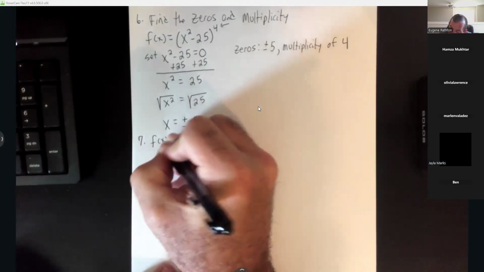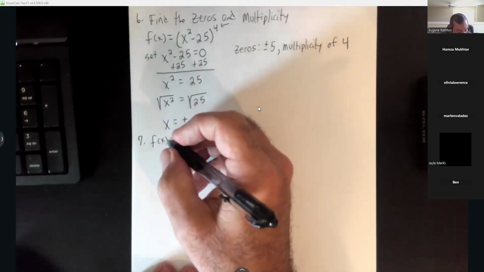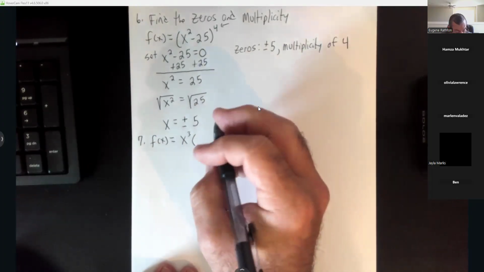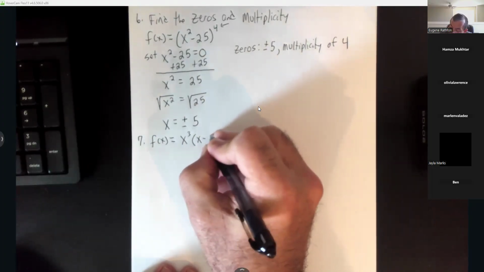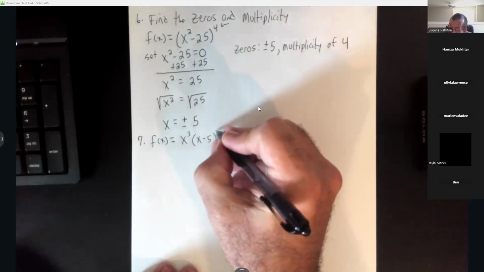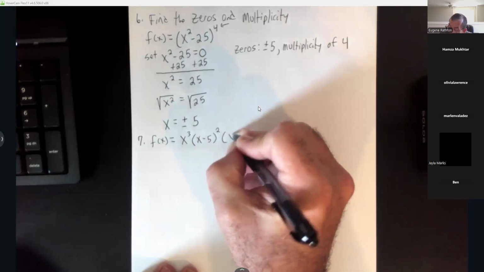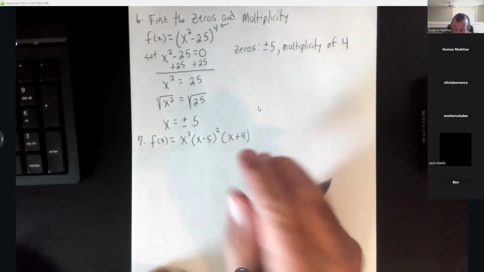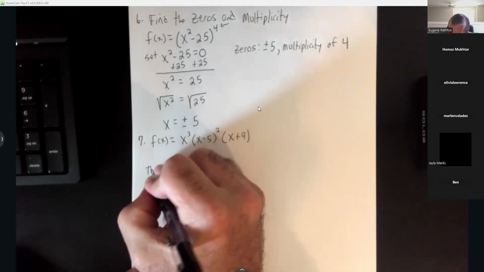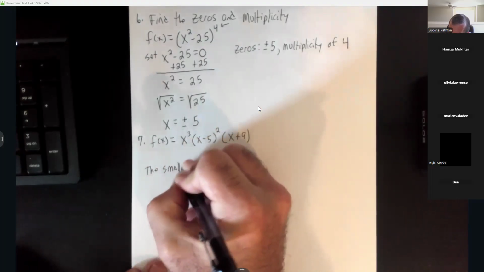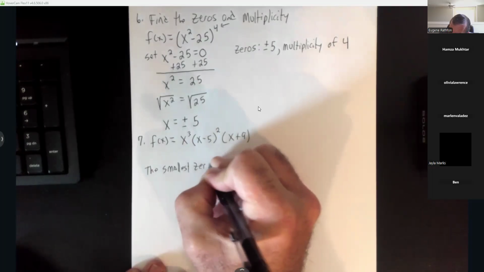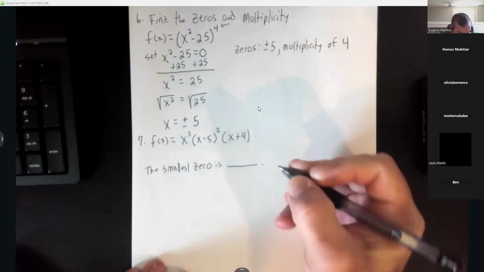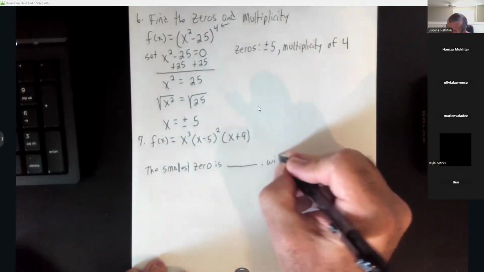All right, y'all, this one has f of x equals x cubed times (x minus 5) squared times (x plus 9). Now, when we do this one, the answer blank says the smallest zero is blank with multiplicity blank.